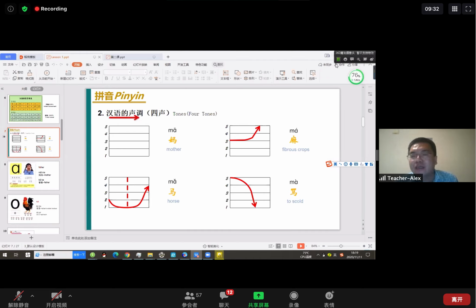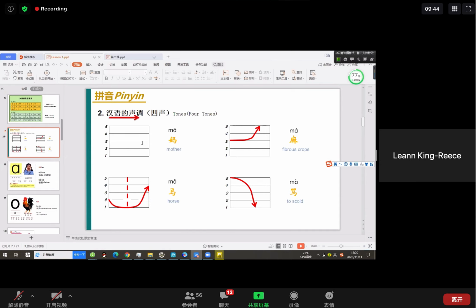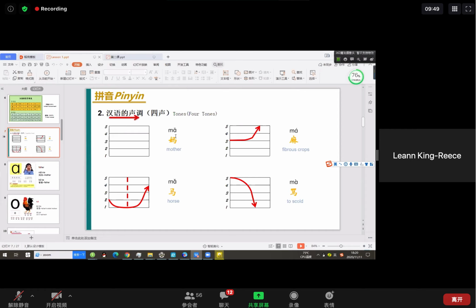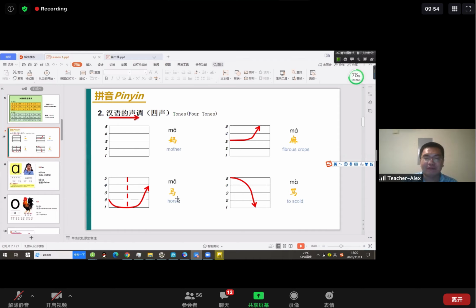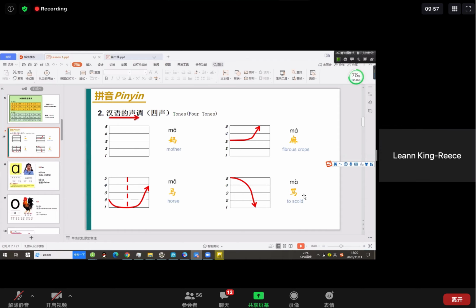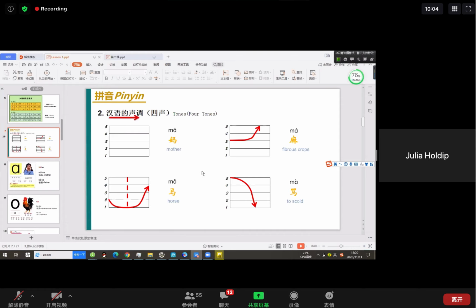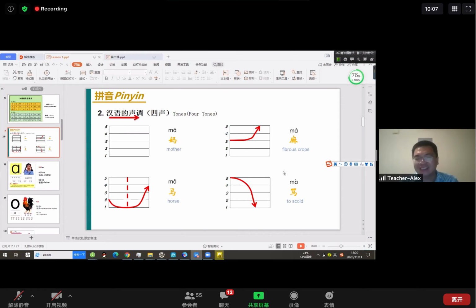Who would like to read the tones? The four tones. Anyone? A volunteer. Ma. Ma. Ma. Okay, very good. The third one is ma, horse. Okay, very good. Anyone else?